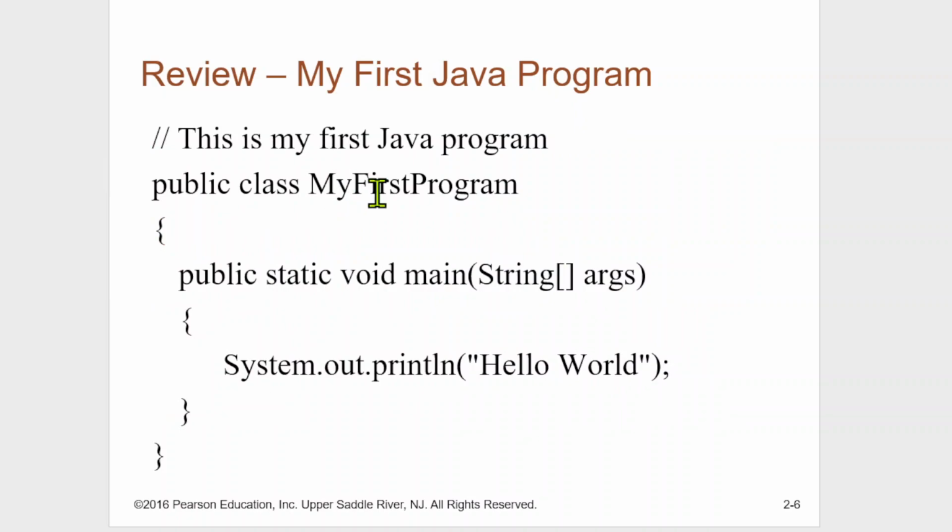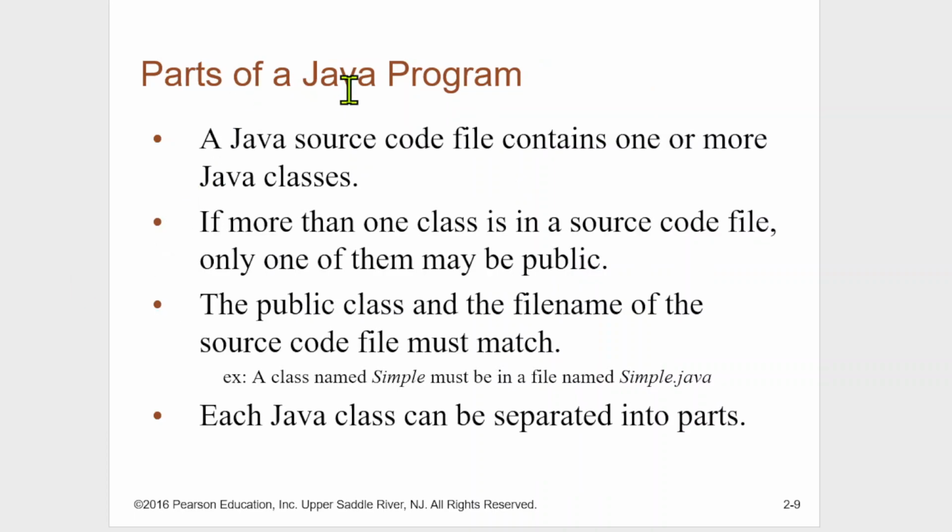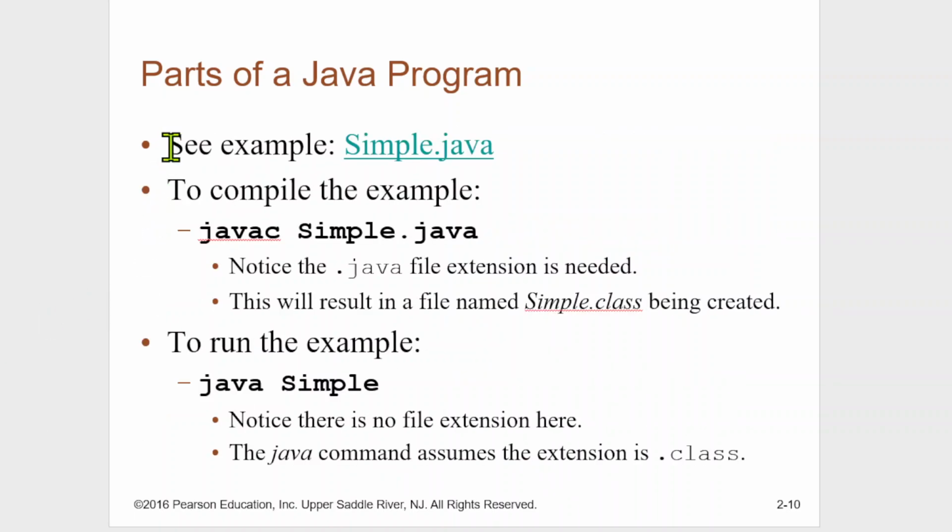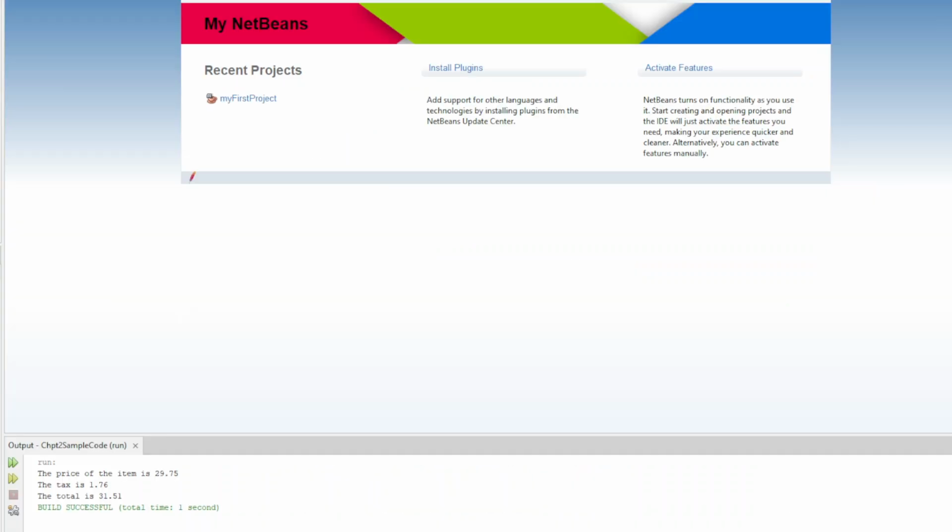We have this public class, and the public class is always the same name as your program. If there is more than one class in the source file, only one of them may be public. And the public class has the same name as the source code file, and it must match. Class name Simple must be Simple.java. Each Java class can be separated into parts. See this example? We have an example here, Simple.java, and that's what we pulled up for you. Let's pop over to NetBeans really quick.